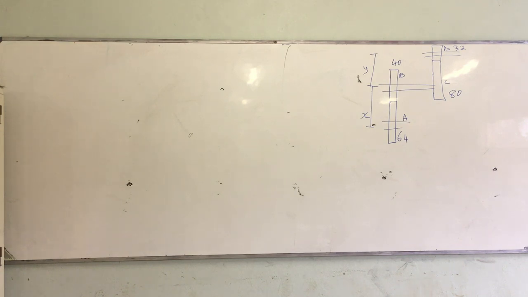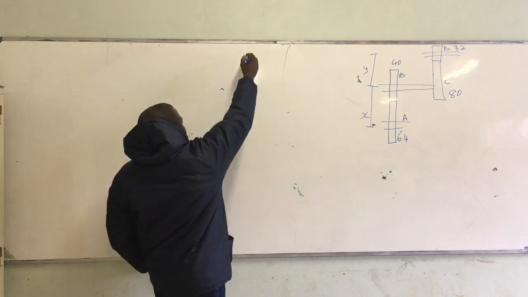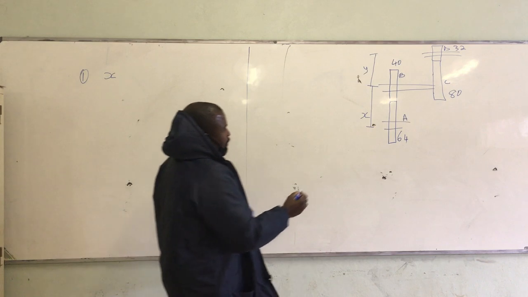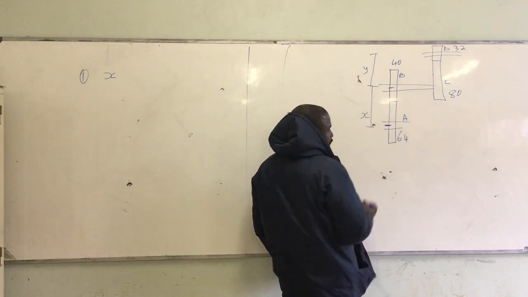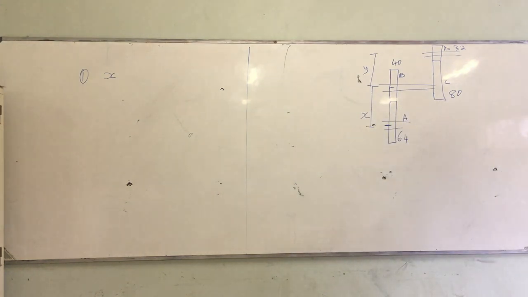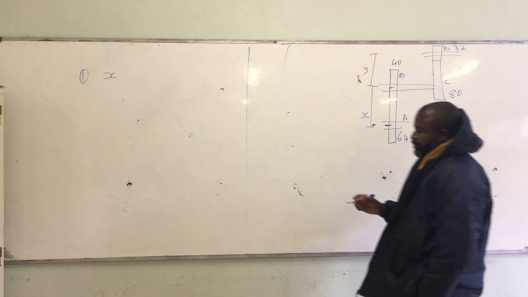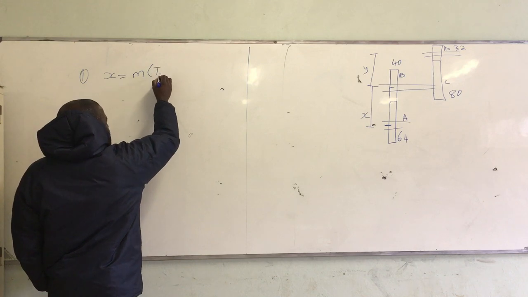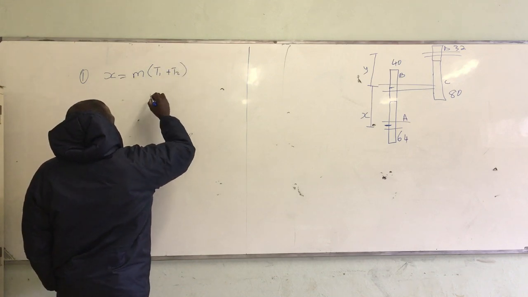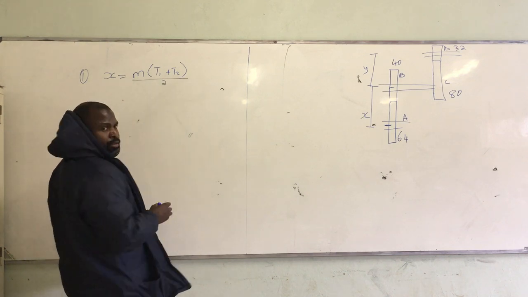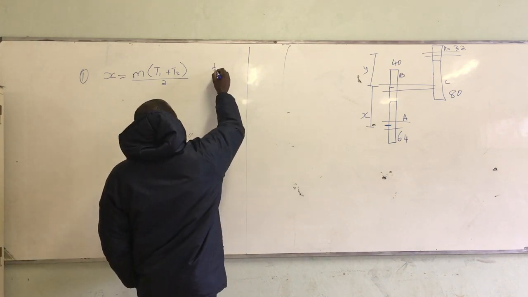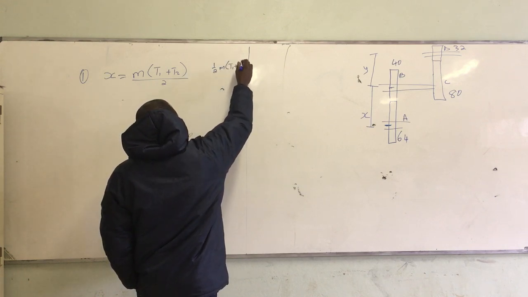Given the module 1.5. So number one, you are required to find X. X is the center distance between gear A and gear B. How do you calculate center distance if you are given a module and number of teeth? It's equal to M into T1 plus T2, all over 2. Even if you say 1 over 2 M (T1 plus T2), it's still the same.